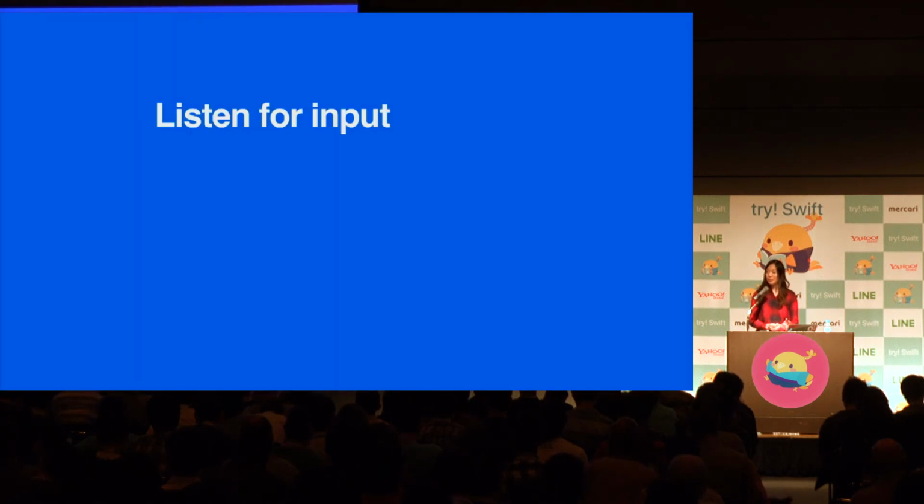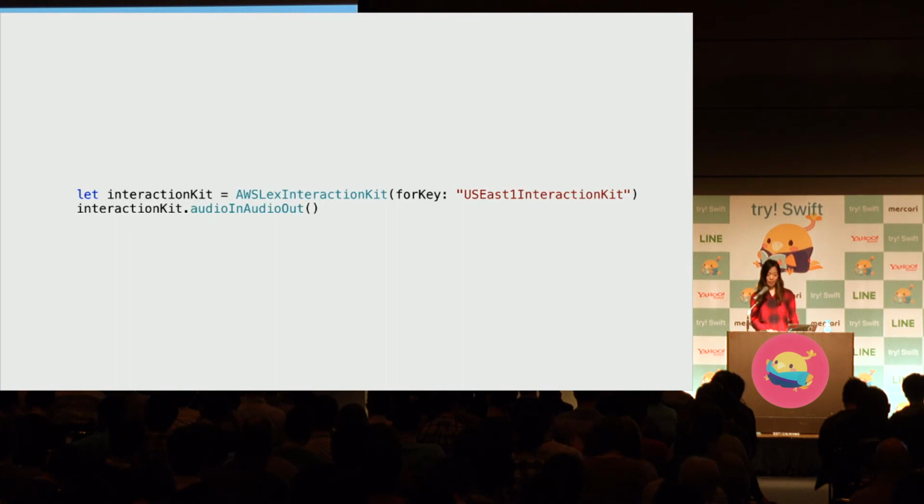Listening for input. Amazon Lex doesn't support wake word functionality, so you can't just wake it up by saying something like, hey, Alexa. This is partially because it's very battery consuming, and also there may be privacy concerns if you're listening to users unknowingly. So our app is responsible for letting the interaction kit know when we want to start listening. When I want to start listening, I get the interaction kit using that key that I just registered it with, and then I start listening for audio input.